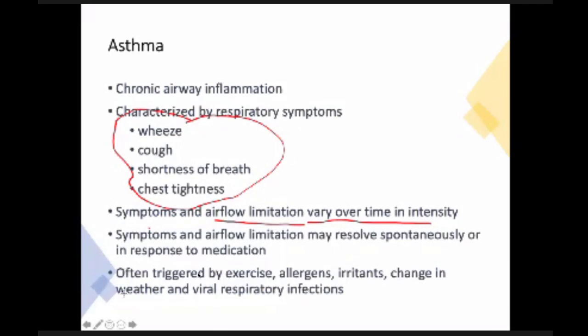But often these are the triggers: exercise, various allergens, irritants, sometimes change in the weather, and also viral respiratory infection. It's very important to recognize these triggers. When you take a history from the patient, you ask about things that make his asthma worse, the triggers, because one of the management steps is to avoid the triggers.